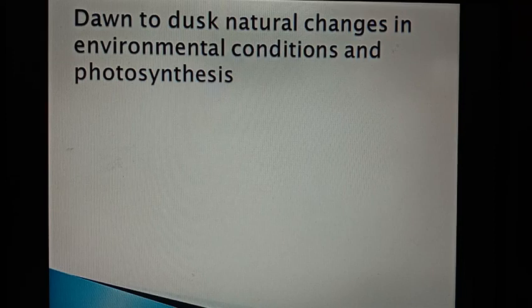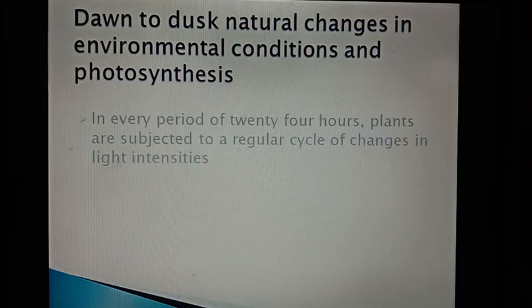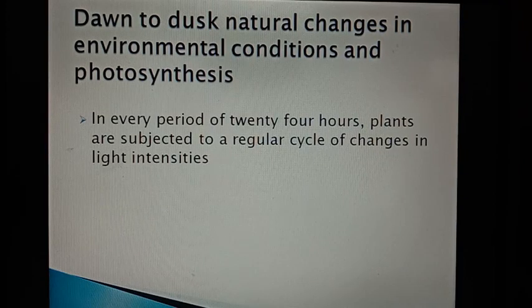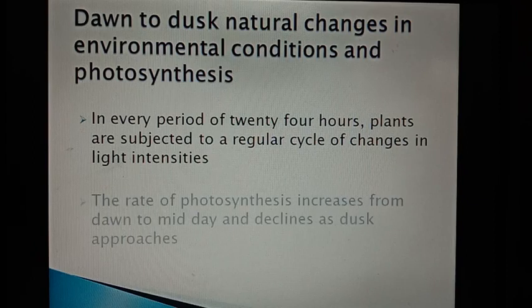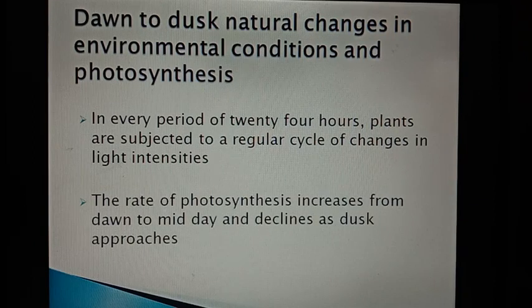Next is dawn to dusk, natural changes in environmental conditions and photosynthesis. In every period of 24 hours, plants are subjected to a regular cycle of changes in light intensities. That is, from the morning till the evening, there are different light intensities that a plant faces. The rate of photosynthesis increases from dawn to midday and declines as dusk approaches.